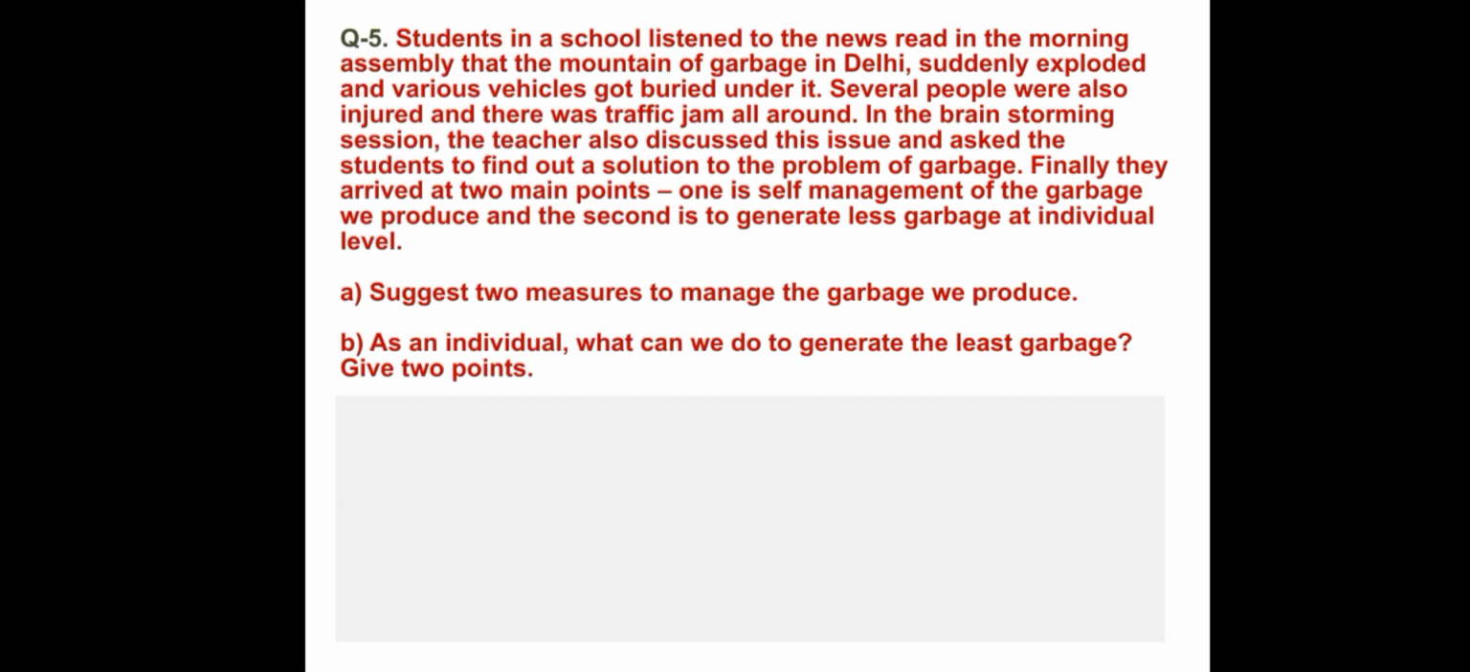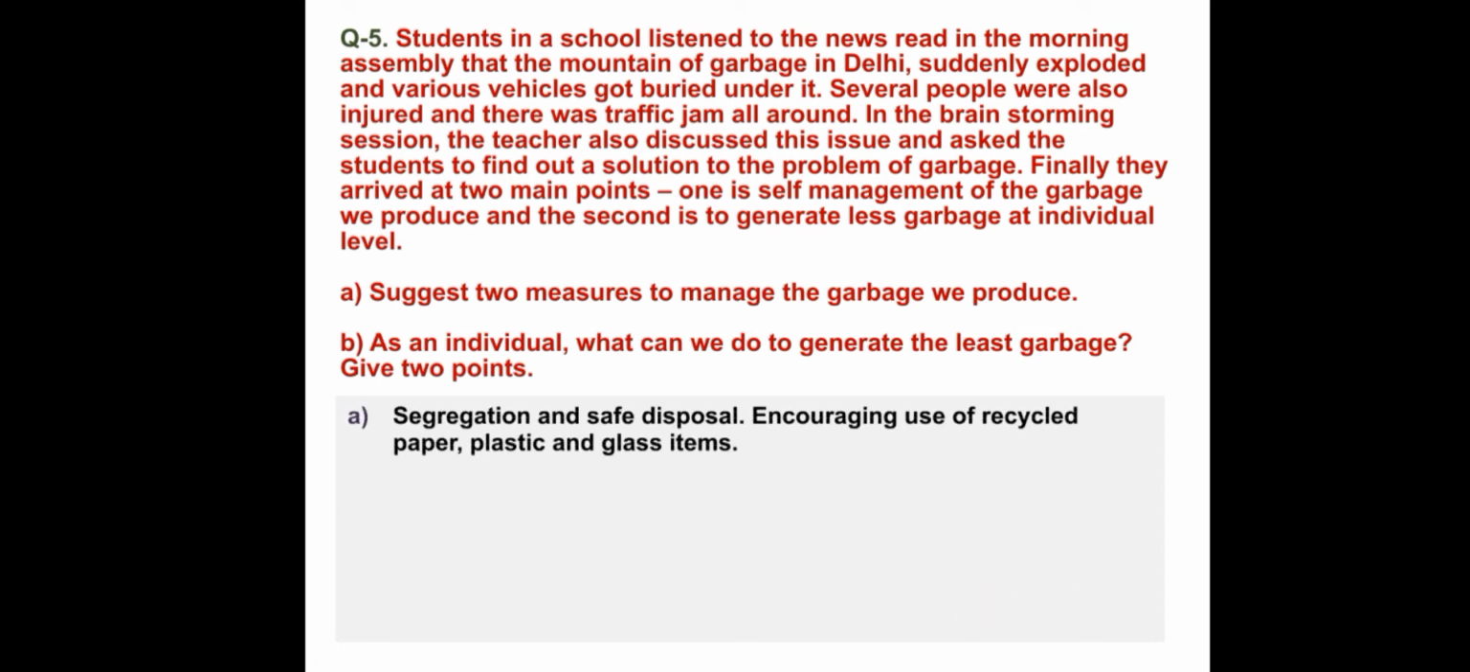Question A. Suggest two measures to manage the garbage we produce. Here is the answer to this question. Segregation and safe disposal. Encouraging use of recycled paper, recycled plastic and glass items. The next question B is, as an individual, what can we do to generate the least garbage? Give 2 points.